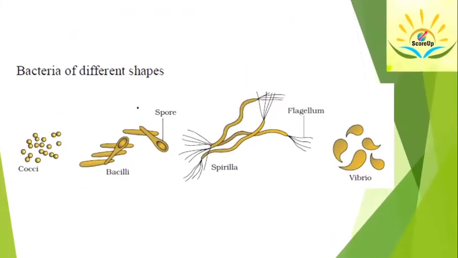The next picture is bacteria of different shapes. Bacteria are bead-like in shape, so it is round. Here this one is bacilli. This is spirillum. Spirillum is spiral shaped. Vibrio cholerae. Vibrio means it is comma shaped.